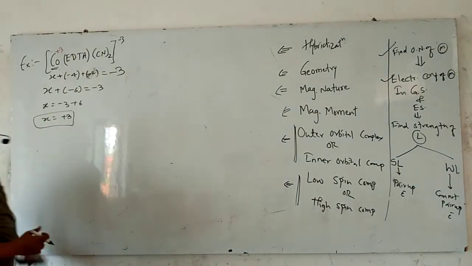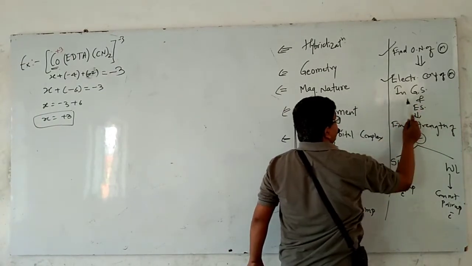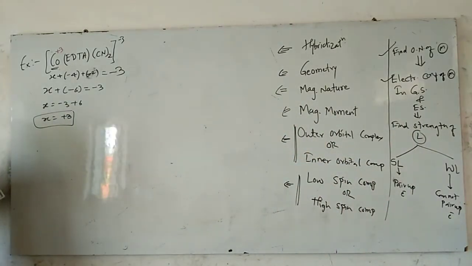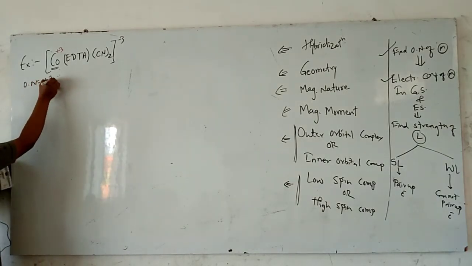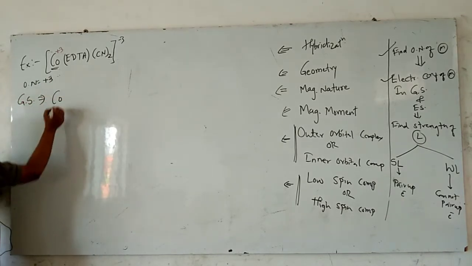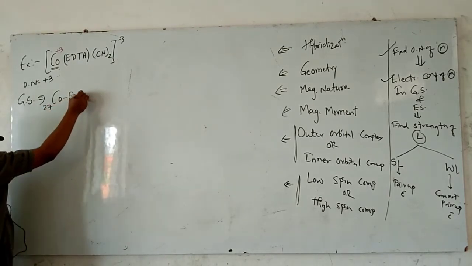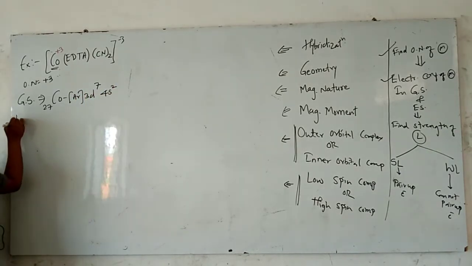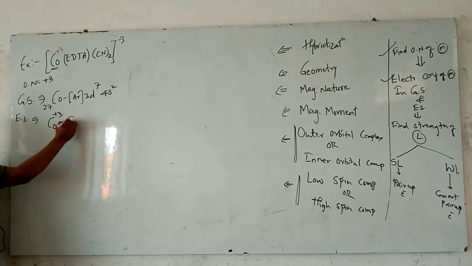Okay. Now after finding oxidation number, we will write electronic configuration of metal in ground state as well as in excited state. Okay. Now oxidation number is equal to +3. Ground state electronic configuration. Atomic number of cobalt is 27. Electronic configuration Ar 3d7 4s2. Excited state electronic configuration. Cobalt is present in 3+ oxidation state.